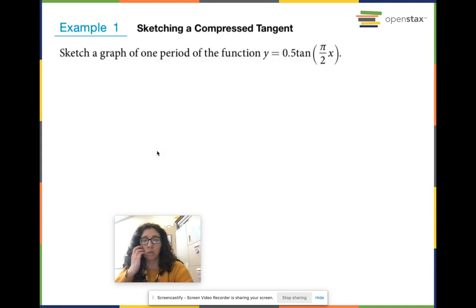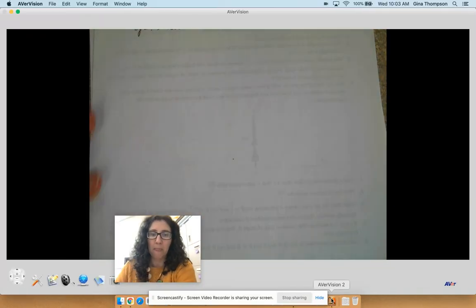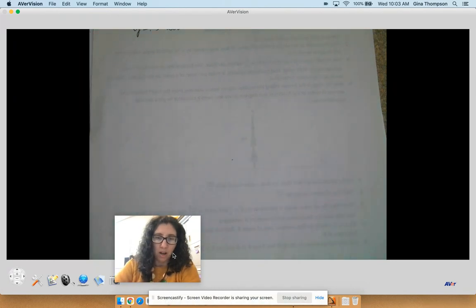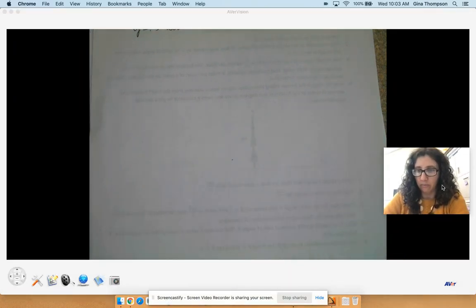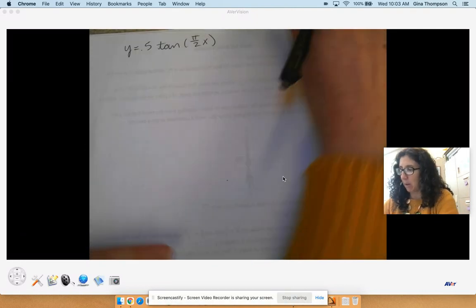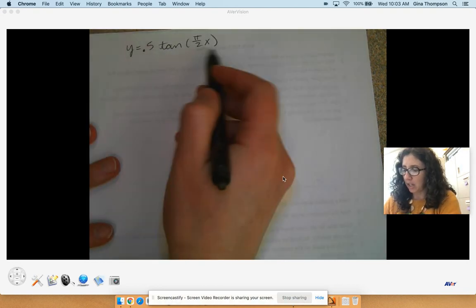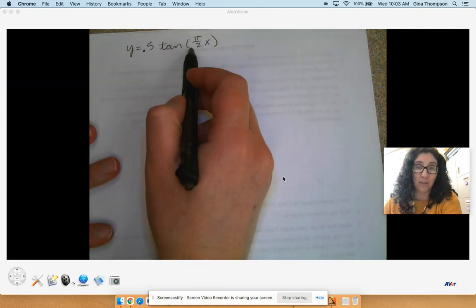Okay, so let's do some examples. Let's sketch a graph of one period of the function y equals 0.5 tan of pi halves times x. Okay, so let's go to the dot cam. Great. And I'm going to move myself to the side so I don't accidentally block stuff. Okay, and here's our function. So let's think about this. This is 0.5. Regular tangent wouldn't have this 0.5 or this pi halves.